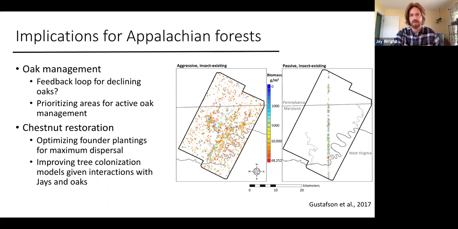So this figure on the right is just showing from one paper that looked at two different scenarios of chestnut restoration, kind of showing the speed at which chestnuts will naturally disperse across the landscape. And so it's really dependent on how active or passive the restoration effort is, but we also might be able to take into account blue jay dispersal and where populations are denser.